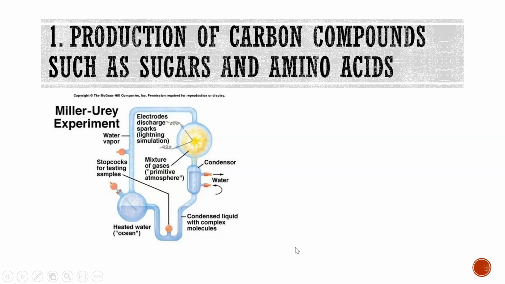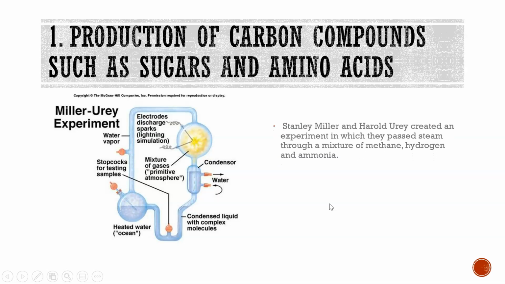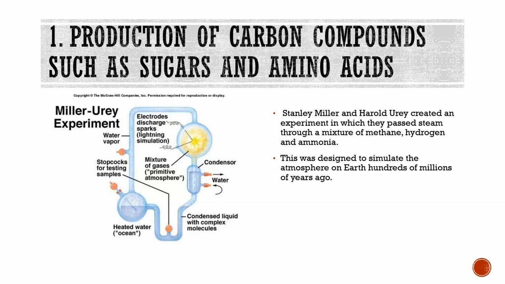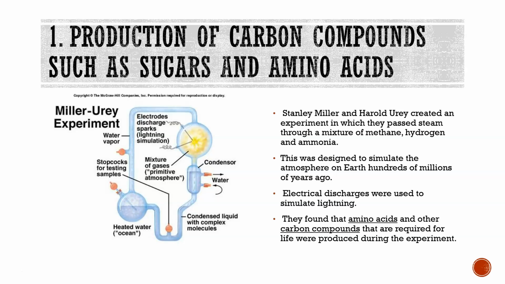So the production of carbon compounds such as sugars and amino acids, and we're going to be having a look at this Miller-Urey experiment. So Stanley Miller and Harold Urey created an experiment in which they passed steam through a mixture of methane, hydrogen, and ammonia. This was designed to simulate the early atmosphere of Earth hundreds of millions of years ago. And electrical discharges were used to simulate the lightning that would have been occurring in that atmosphere. They found that amino acids and other carbon compounds that are required for life were produced through this experiment.